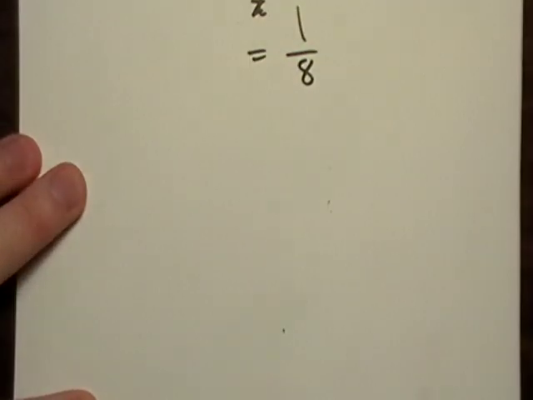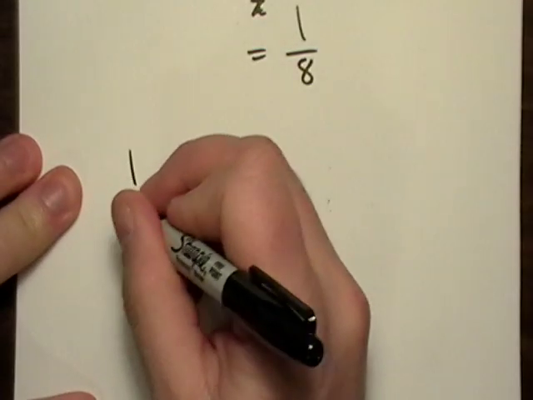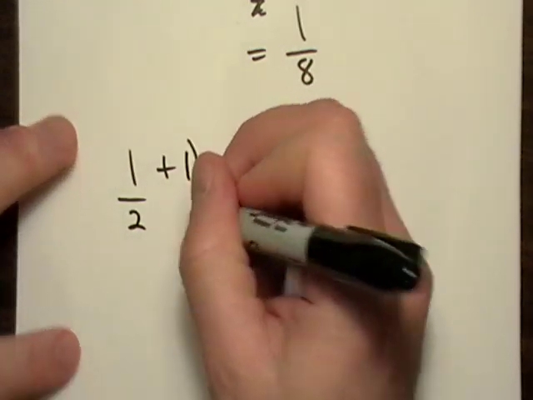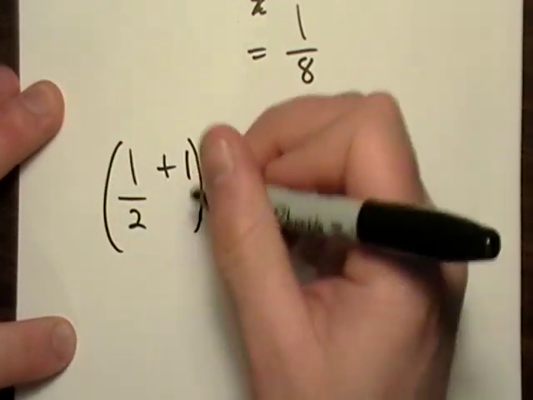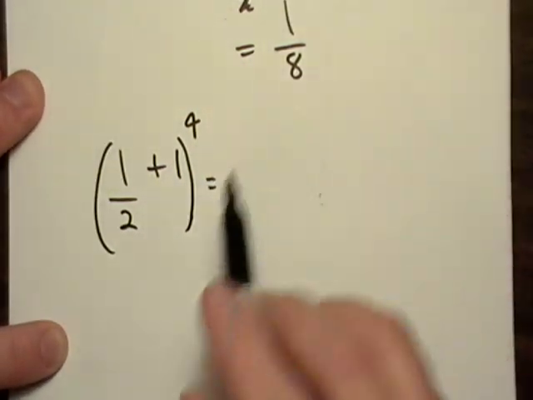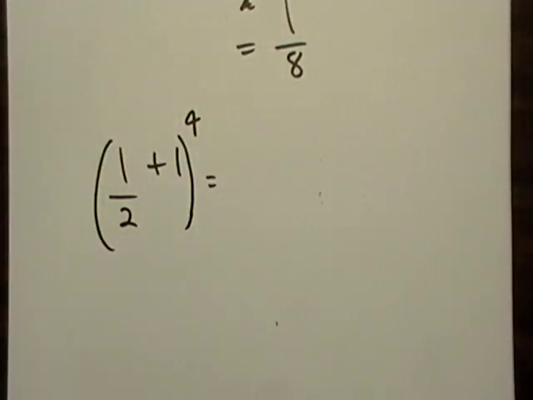Now here's another thing that can happen. You might have 1/2 plus 1, then you might see that raised to a power. Okay, you might see something like this. Remember from our algebra rules that anything we're able to take care of inside of the parentheses is going to be the first step we take.